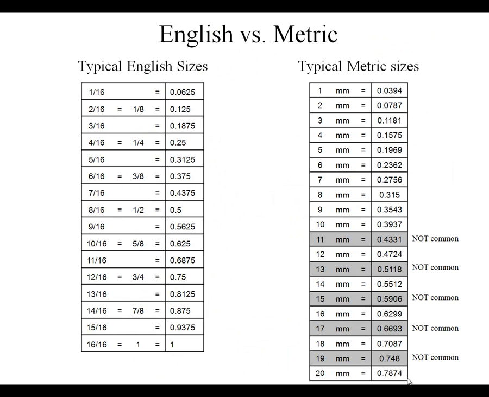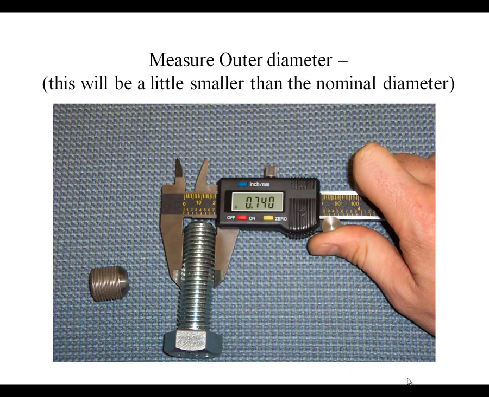If you're designing anything in the English system, you're probably going to shoot for some even increment of a 1/16 of an inch. And most designers will have those decimals memorized. It's also important to know the typical metric sizes. So let's take a look at how we might determine the thread specification.